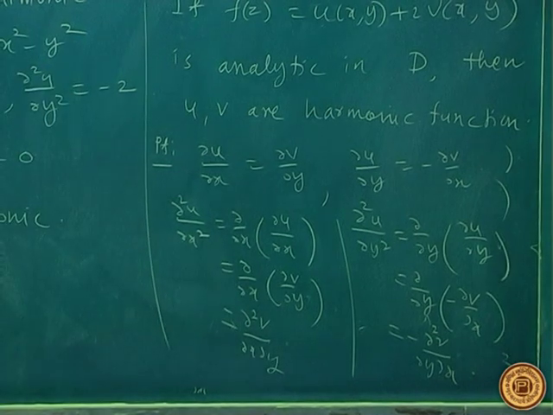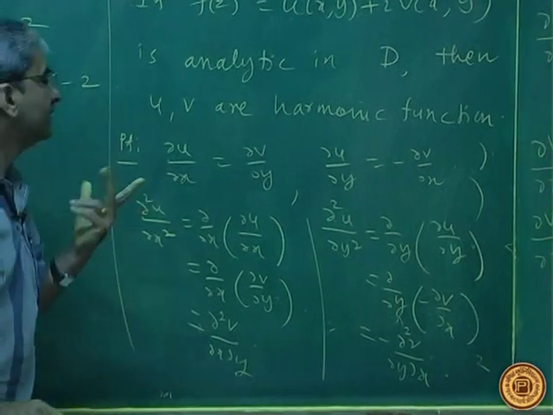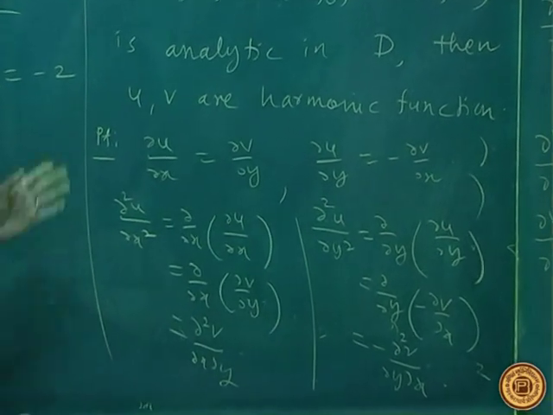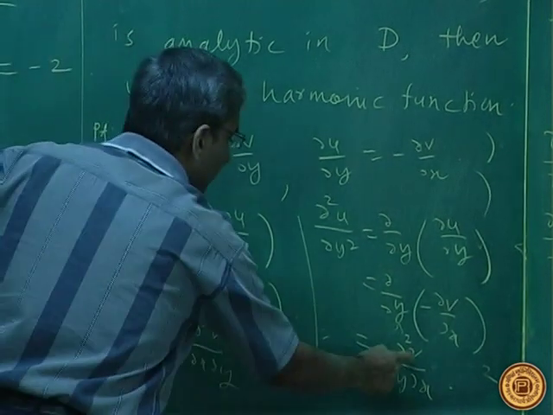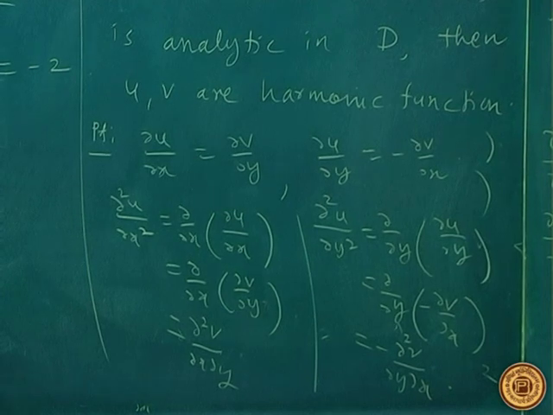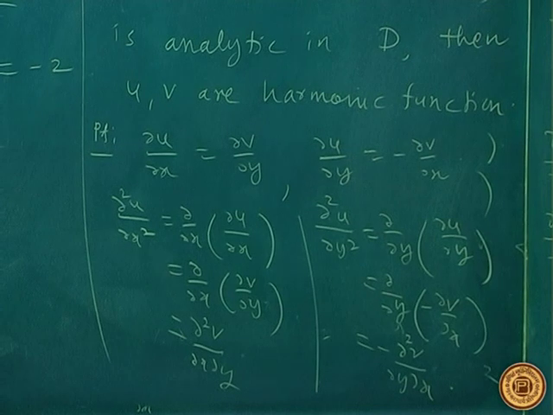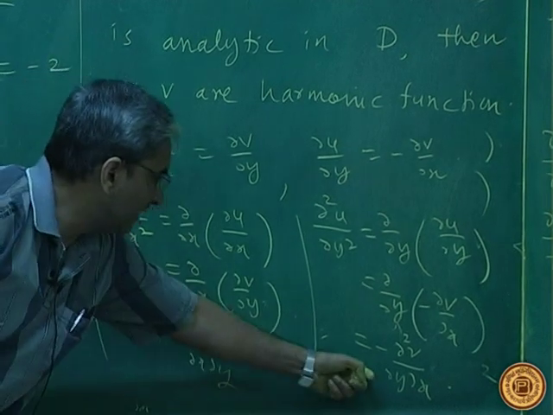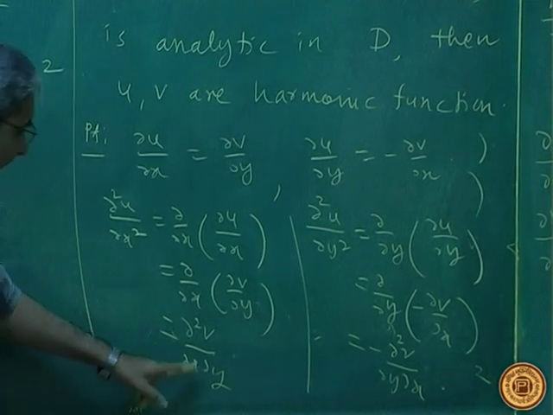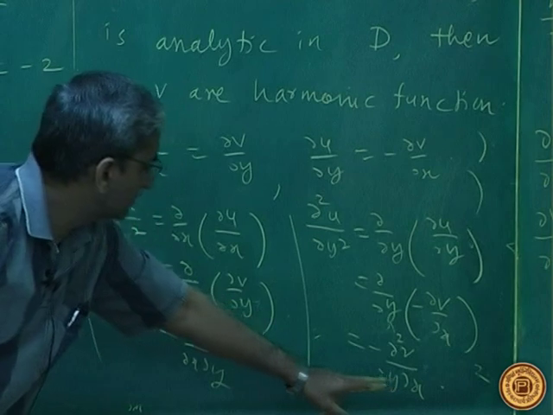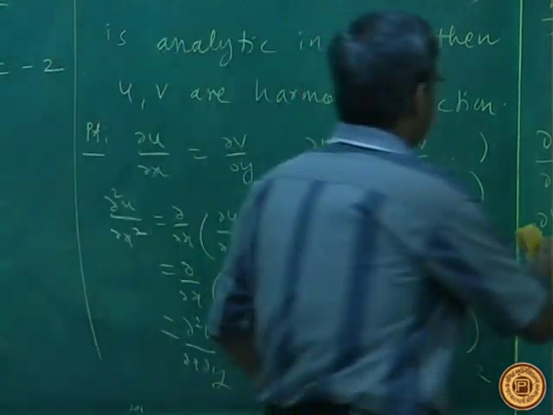Now I am choosing u and v to be nice functions in the sense that they have second order continuous partial derivatives, suppose. Okay. Then under that condition, these mixed partial derivatives are equal. You have done last year the conditions, maybe in Young's theorem or Schwarz theorem, where mixed partial derivatives are equal. Okay. So d2v by dx dy is d2v by dy dx. So d2u by dx square plus d2u by dy square is equal to 0. Okay.